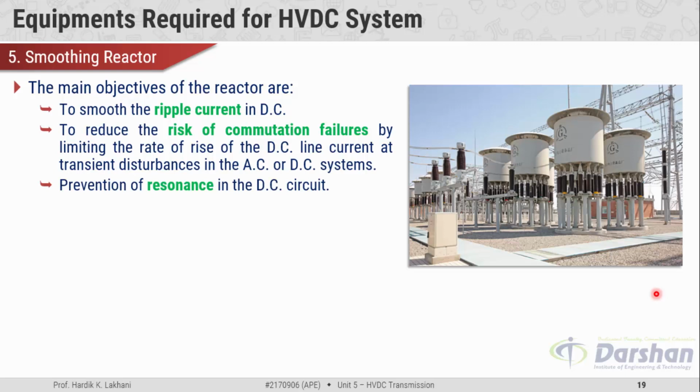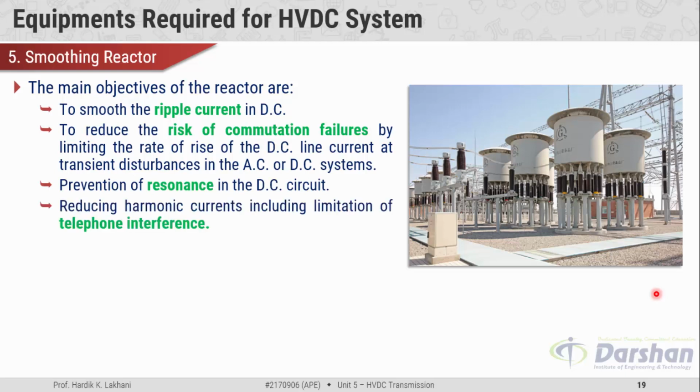Apart from that, it prevents resonance in the DC circuits. It also reduces the harmonic currents, including the limitation of telephonic interference. So these are the main objectives of the smoothing reactor.